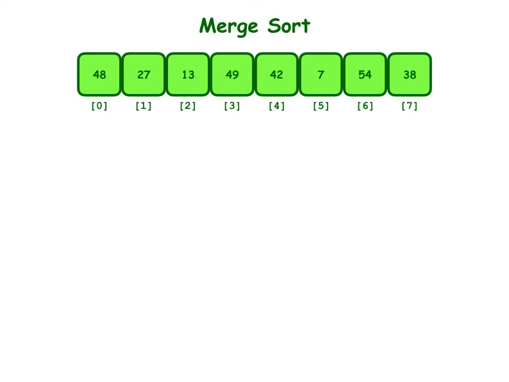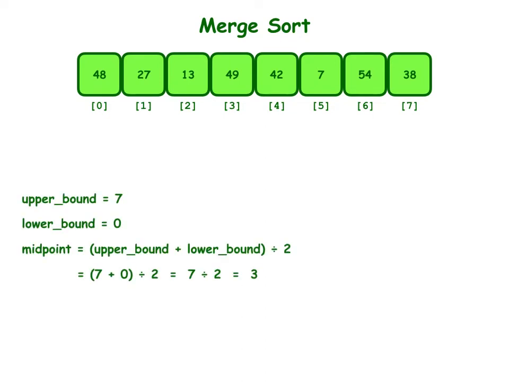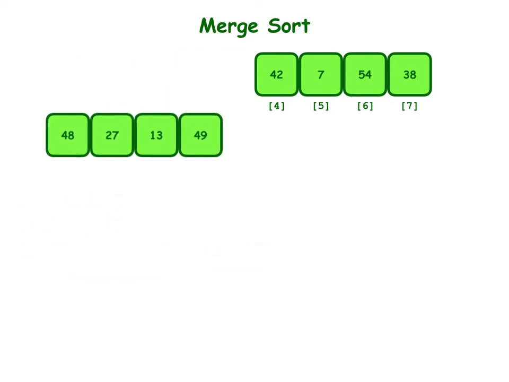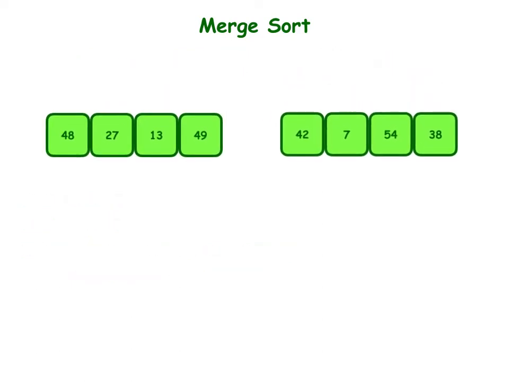So first step, we need to determine how we are going to split the array up. We need to determine the midpoint like we did with binary search. So the upper bound is 7, the lower bound is 0. Add that together, divide by 2, we get 3 as our midpoint. So that means 0 to 3 will form one half of the array, and 4 through 7 will form the other half. All right, so merge sort breaks this array up in half.